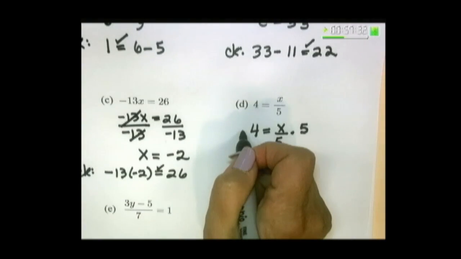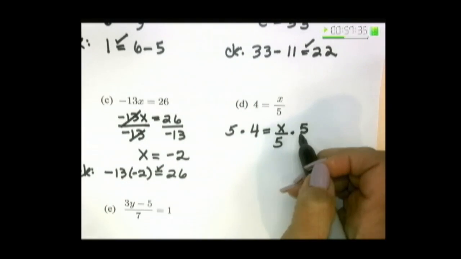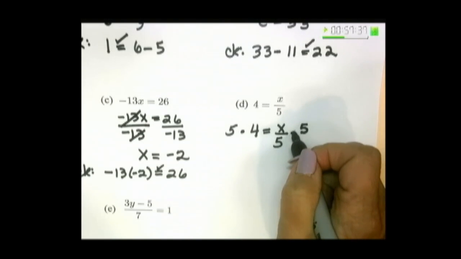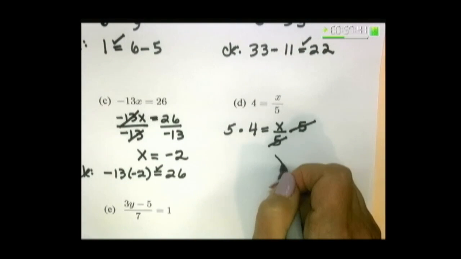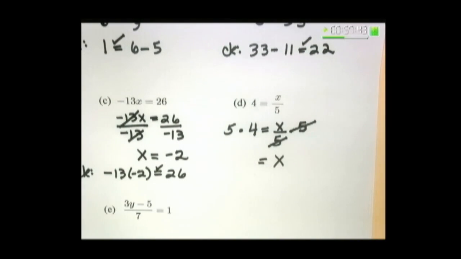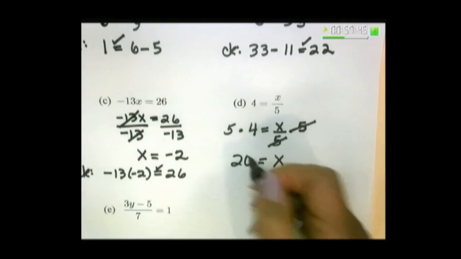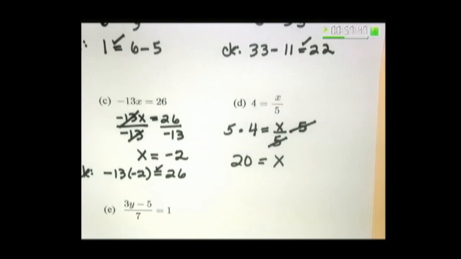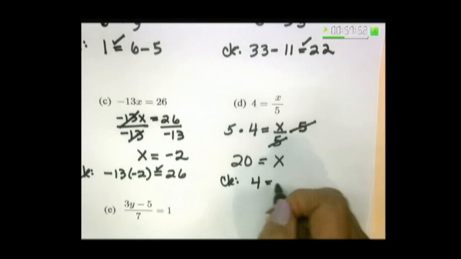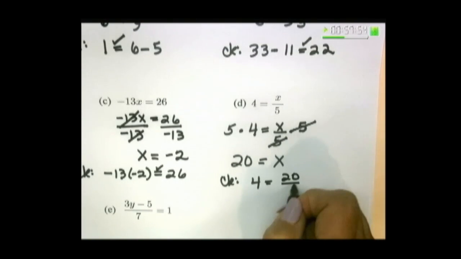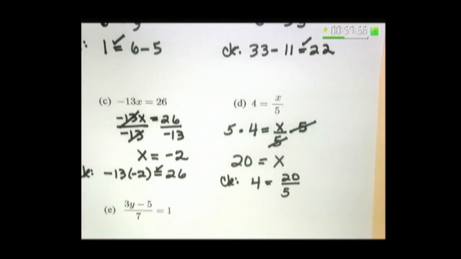And if I multiply the right side by 5, I multiply the left side by 5. But in doing so on the right-hand side, 5 over 5 is 1. So I just get x on the right-hand side. 5 times 4 is 20. That says x is 20. So let's check that. 4 is equal to 20 over 5. Is that a true statement? 20 divided by 5, is that 4? Yes, so we did that correctly.